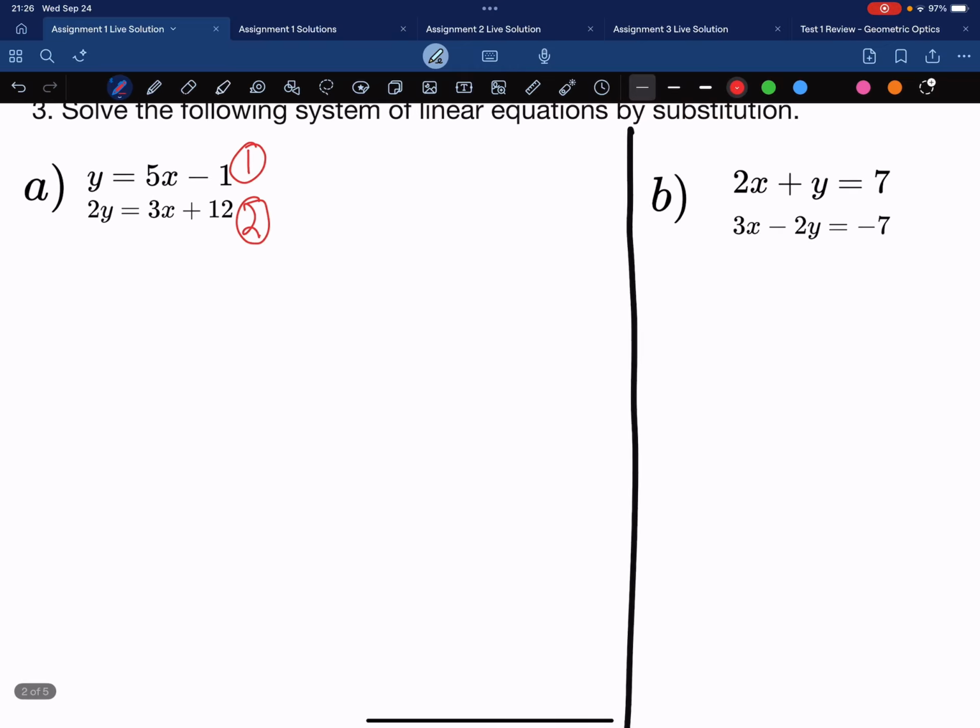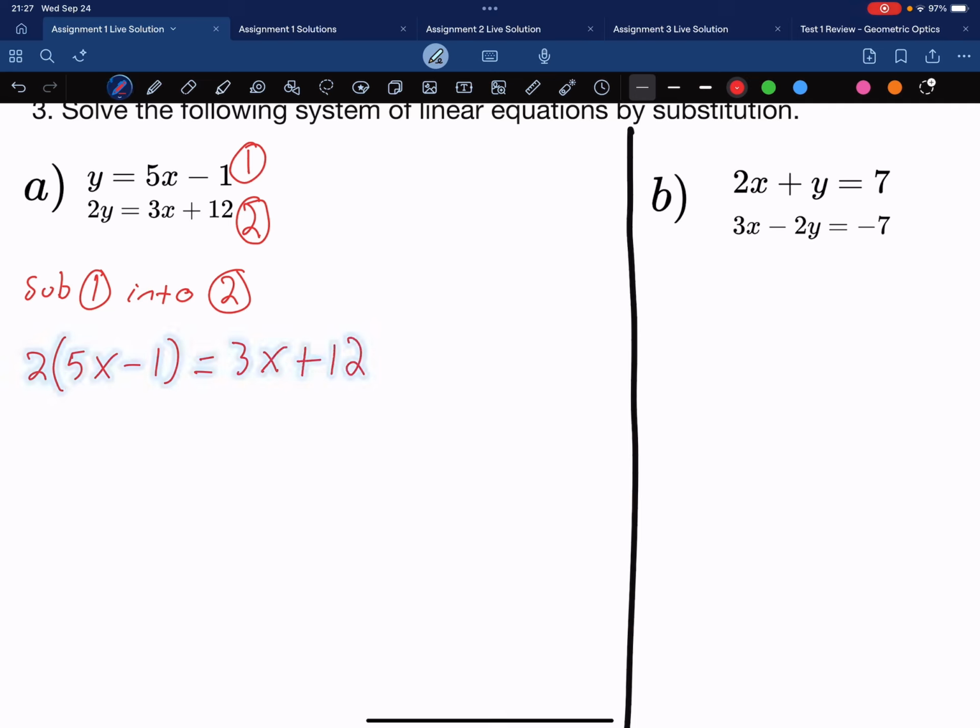In that case, we don't have to do any extra work because equation 1 already has y by itself. So that's perfect. So I'm going to substitute, that's what sub is going to stand for here, sub equation 1 into equation 2. So what that's going to look like is I'm going to have the 2, and instead of writing y, I'm going to write what y is equal to in equation 1. And I will write the rest of equation 2 as normal. So now equation 2 only has x's in it.